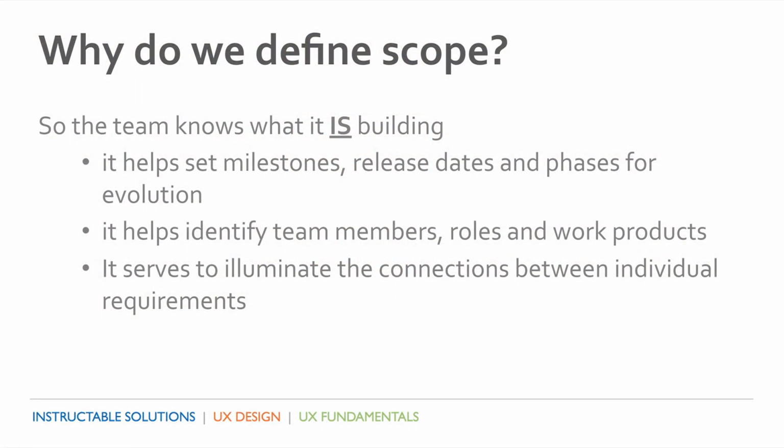As far as identifying team members' roles and work products, let me speak a little bit about that. If we know exactly what we need to do, we'll know exactly who we need to execute on that scope. For example, if we know that we need some complicated geolocation and indexing, we may need to bring in a specific developer with that skill set. Or if we're going to be doing complex animation in our interaction design, we may want to bring in a 3D animator.